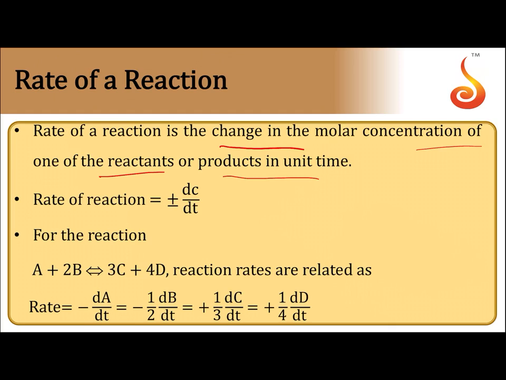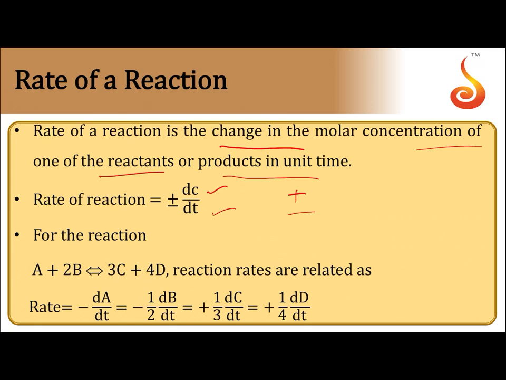It is represented as plus or minus dc by dt. The concentration increases with respect to products and the concentration decreases with respect to reactants, and therefore we are using plus or minus. So the concentration is decreasing with respect to reactants and increasing with respect to products, and therefore we are using the plus or minus sign.